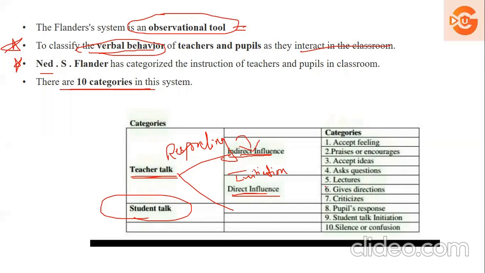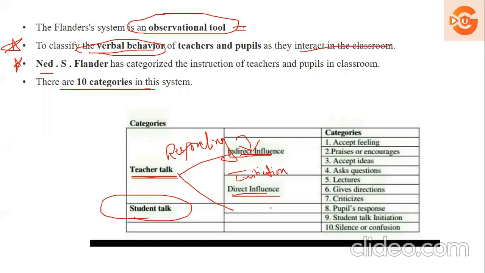Direct influence in the form of initiation, for example, lectures. When a teacher is starting a new topic, the teacher starts with a lecture. It means giving the information, giving knowledge, and giving content to the child. So that is direct influence. It means the teacher initiates with the action.